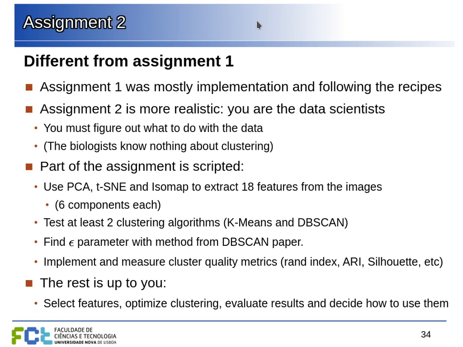So the idea here is that, unlike assignment 1, where you had mostly to follow the script and implement those things, assignment 2 is more realistic in the sense that you are placed in the role of the data scientist. The biologists don't know anything about clustering and these things, so you must figure out what techniques you can use to do something with the data, to extract some useful knowledge from the data. Part of the assignment, you need to follow the script there in the instructions.